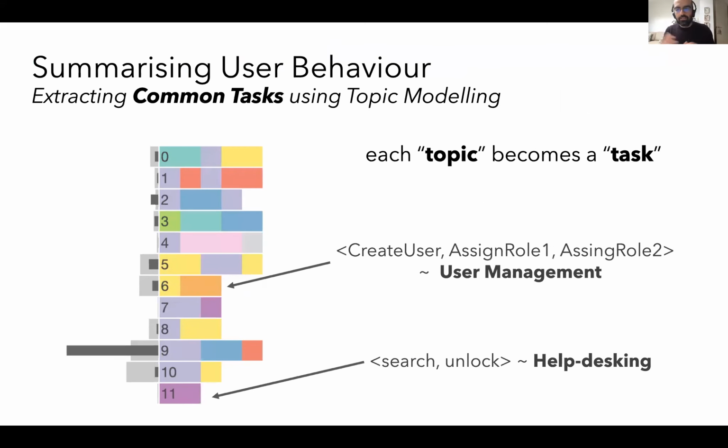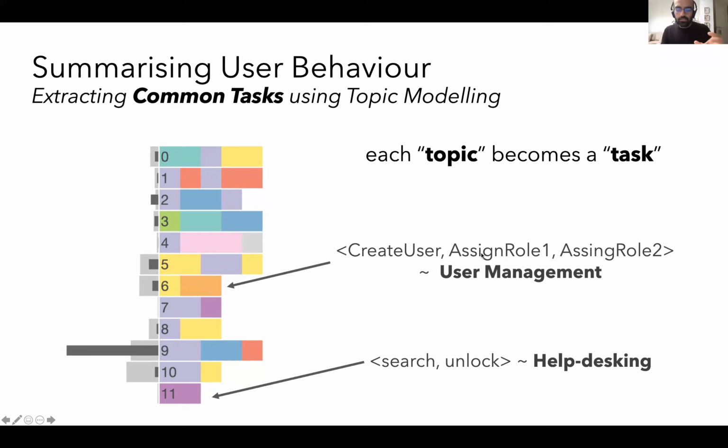And so this computational process gave us some topics, and then we labeled them as tasks, as I mentioned. And here is a visual representation of those topics. For instance, number 6 here is like create user, assign role 1, assign role 2. These were some of the granular actions.